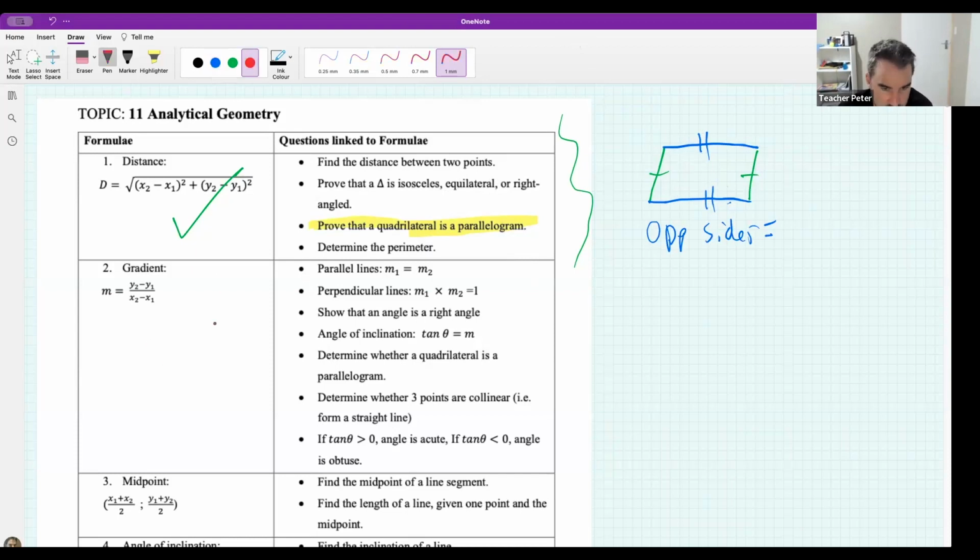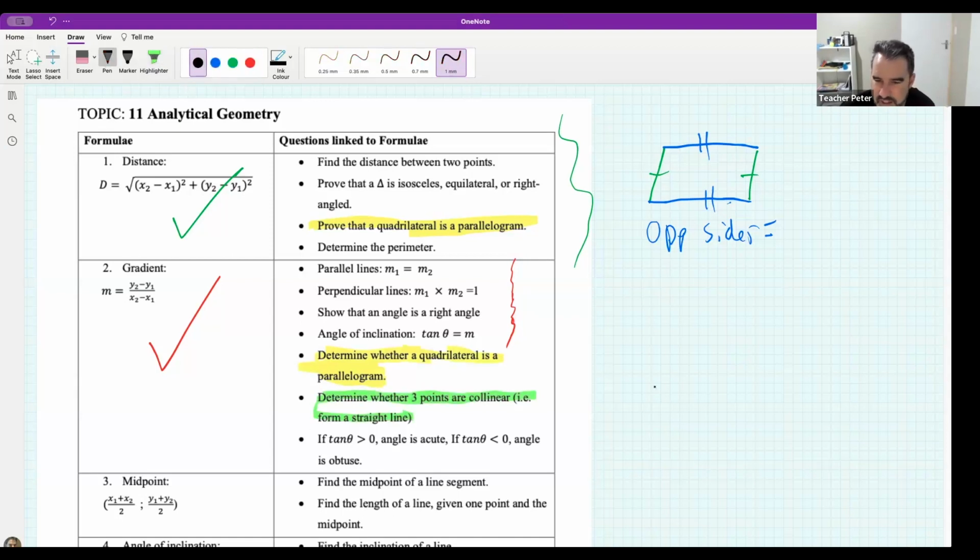Then we covered the gradient, and you'll notice things like parallel lines, perpendicular lines, showing something's a right angle, angle of inclination. What we do need to, I mentioned this at the end of the last lesson, but how do we show something is a parallelogram or a rhombus or something? That's something which I'll spend a bit of time with, and also something called collinearity. So how do you determine whether or not 3 points are collinear?